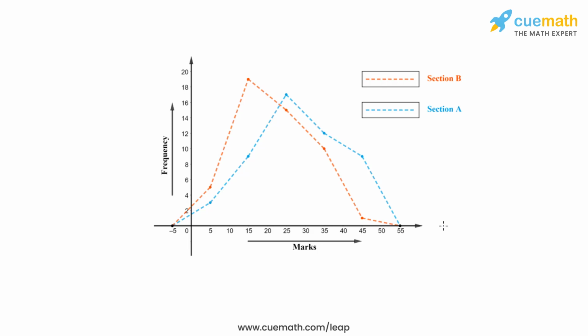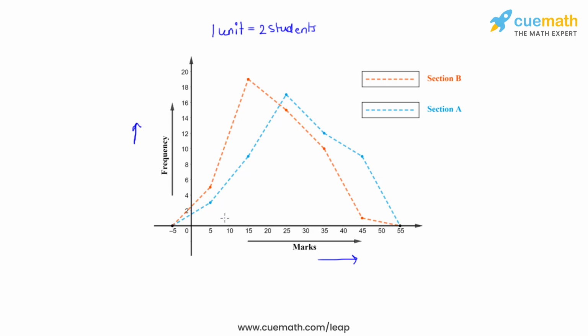The frequency polygon for section A is drawn by blue dotted lines, and for section B it is drawn by orange dotted lines. So we have drawn the frequency polygon by taking the class marks on the x-axis and taking frequency on the y-axis. The scale that we have chosen for the y-axis is 1 unit to be equal to 2 students. And that is because the value of the least frequency was observed as 1 while the highest was 19.